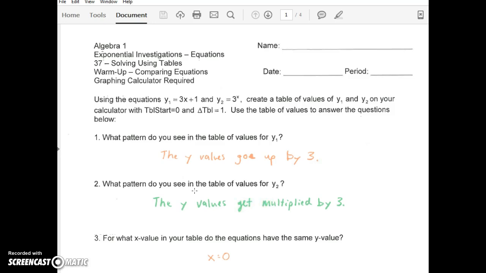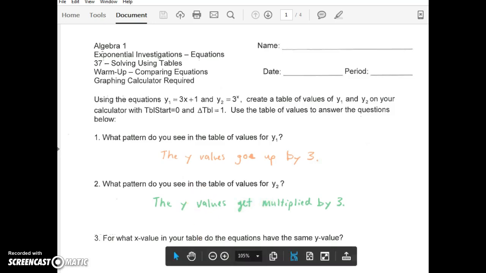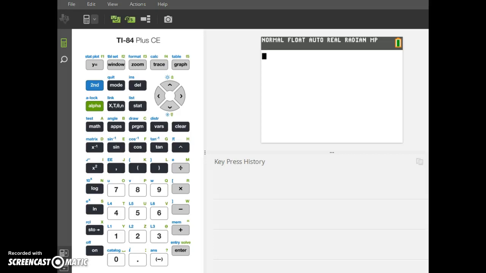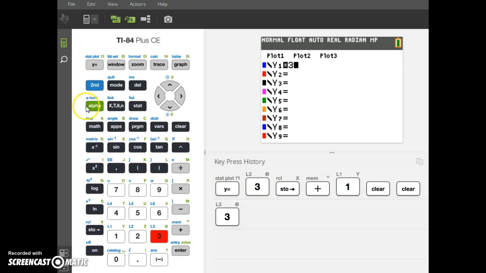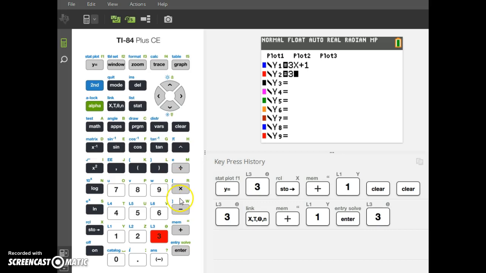So the first thing we're going to do is take those equations and plug them in. So we're going to go to y1 and go to y equals. And for y1, we're going to type in 3x plus 1. Oops, and I entered that in wrong. Sorry about that. 3x plus 1. And in y2, we're going to type 3 to the x.